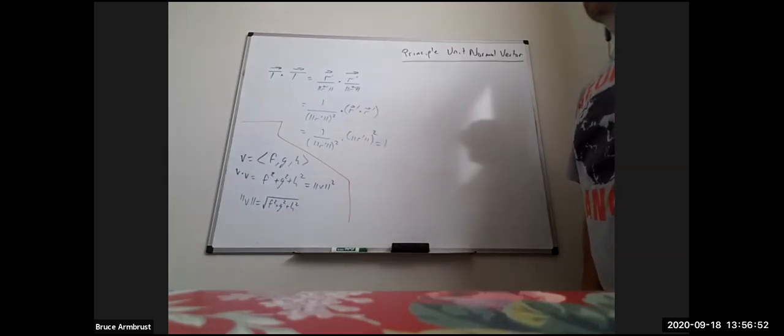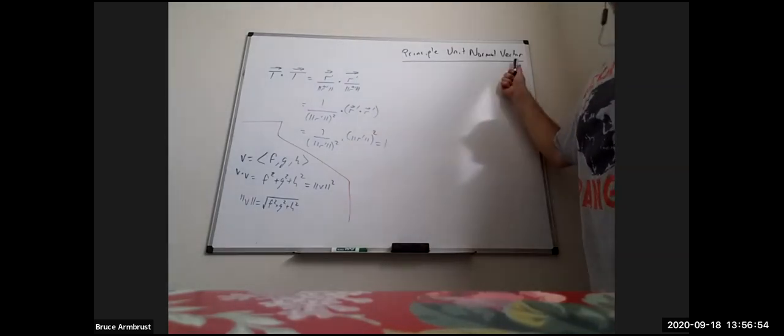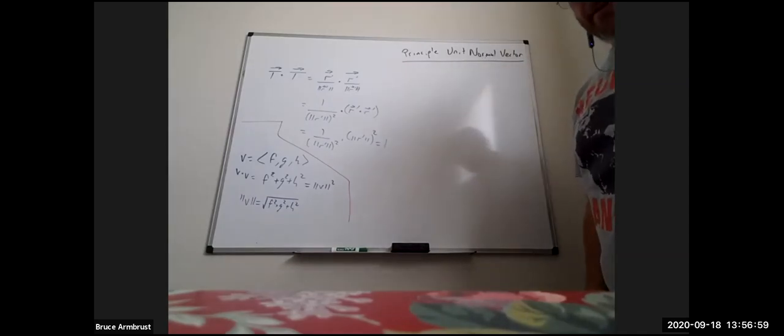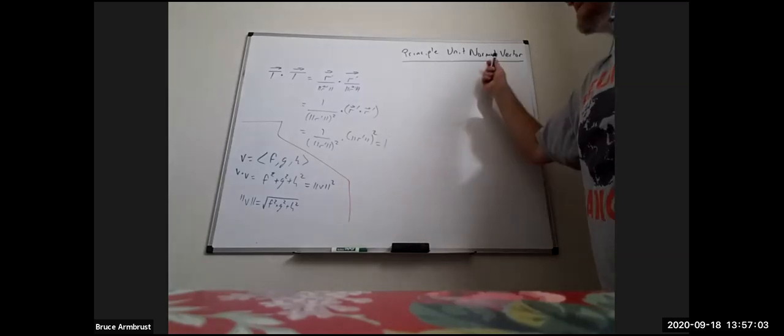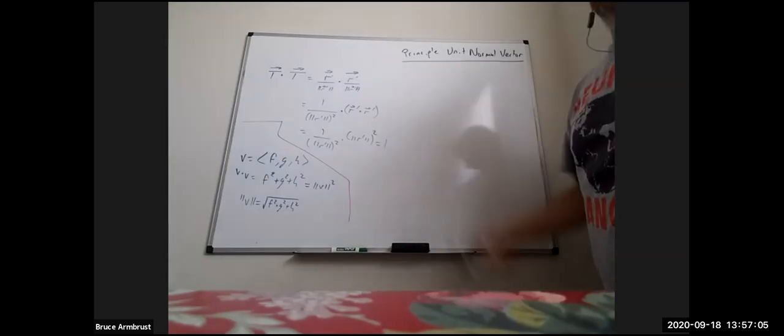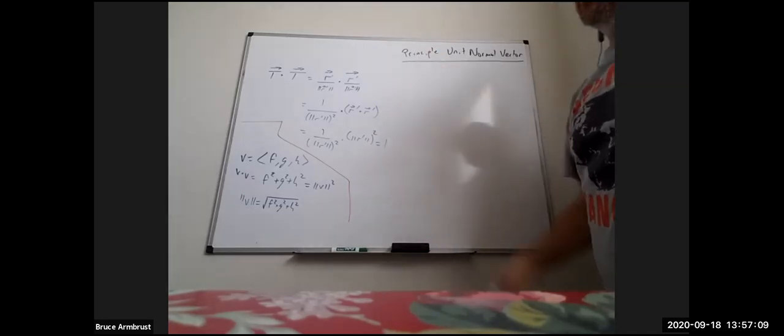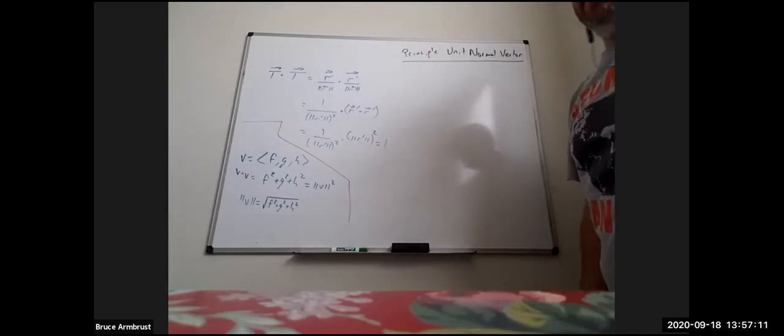Okay, so just the words, and it tells you exactly what it is. It's a vector that's normal to the path. Okay, it's not tangent to the path, it's normal to the path. It is length 1, and it's the principal one. It's the primary one, the one that we're going to pick.